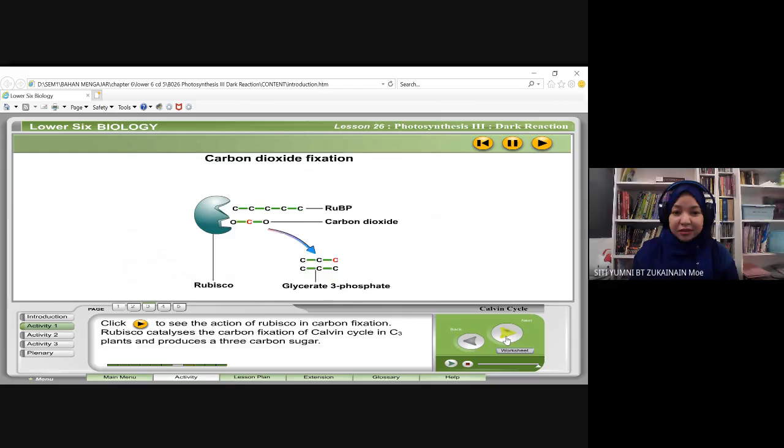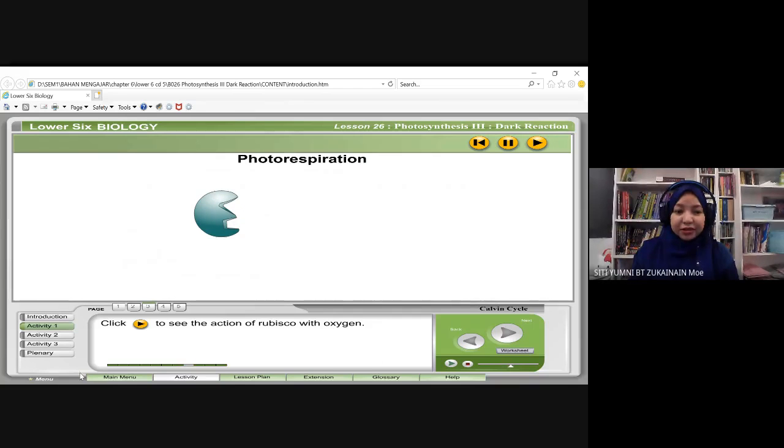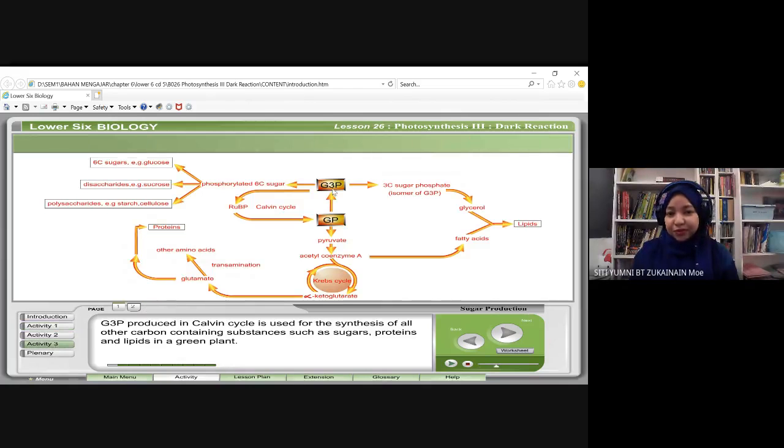Okay, so I continue. If you notice, one G3P will exit the cycle, right? So what happened to the fate of G3P that exits the cycle? G3P produced in the Calvin cycle previously is used for the synthesis of all other carbon-containing substances such as sugar, proteins, and lipids in a green plant.